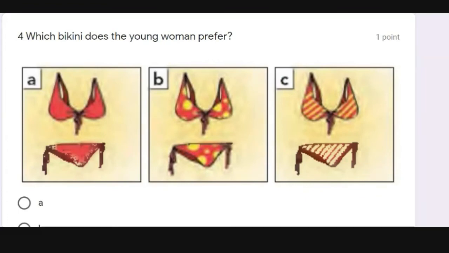Which bikini do you think I should buy? I really like the striped one.